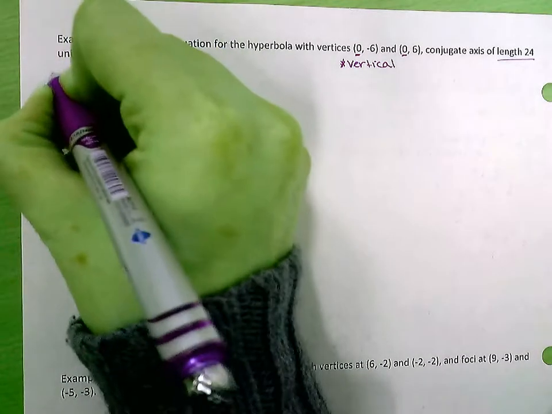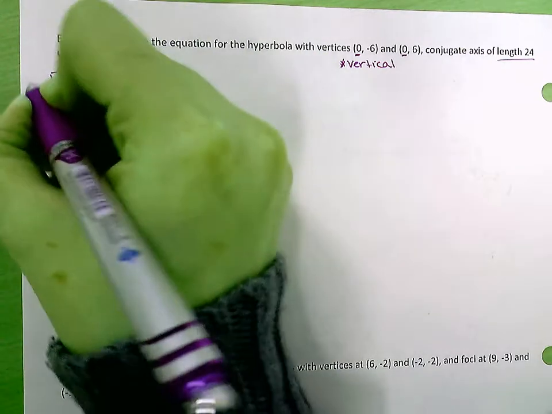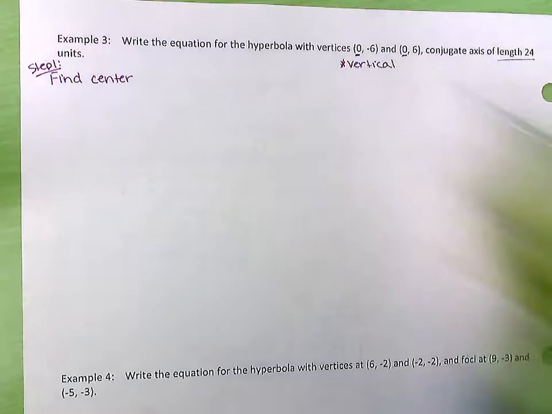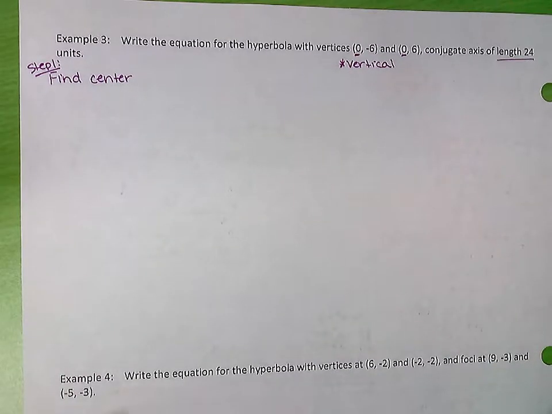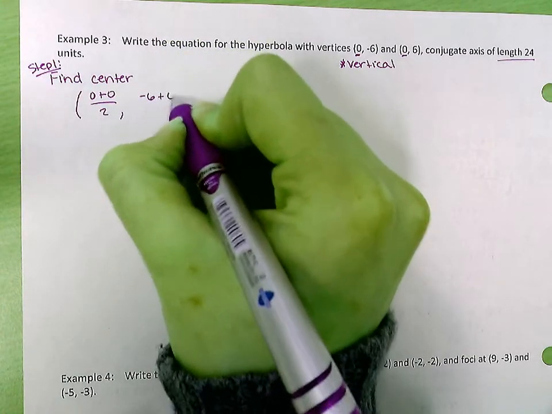Okay, next I want to find the center. That's your step one. Let's find the center. So using that midpoint, 0 plus 0 over 2, negative 6 plus 6 over 2.